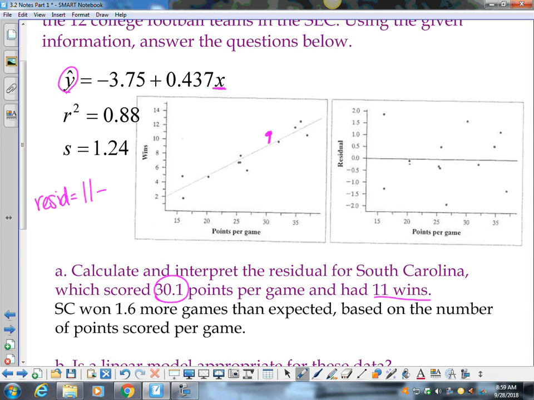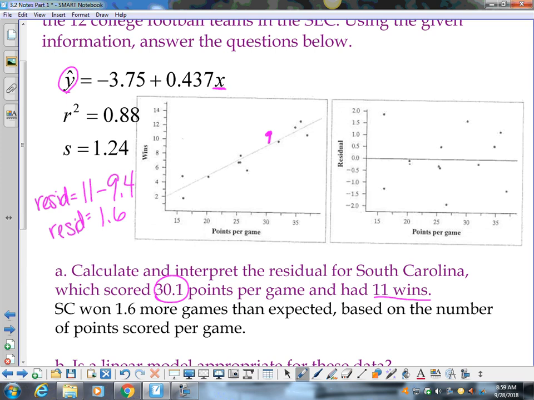And I got, let's see, I think it's 9.4. So the residual is 1.6. And not only is it a 1.6, it's a positive 1.6. So then you would start to tell me what that means. And I don't need you to say anything about South Carolina played better. I don't need any football analogies. I just need, what does this mean? Well, it means that they did better than they were predicted to do.